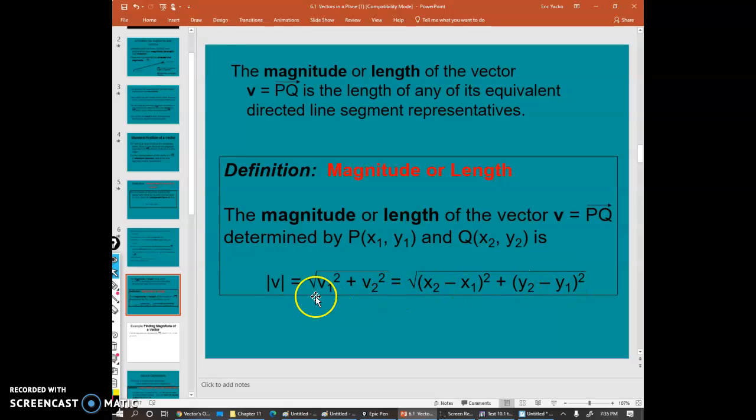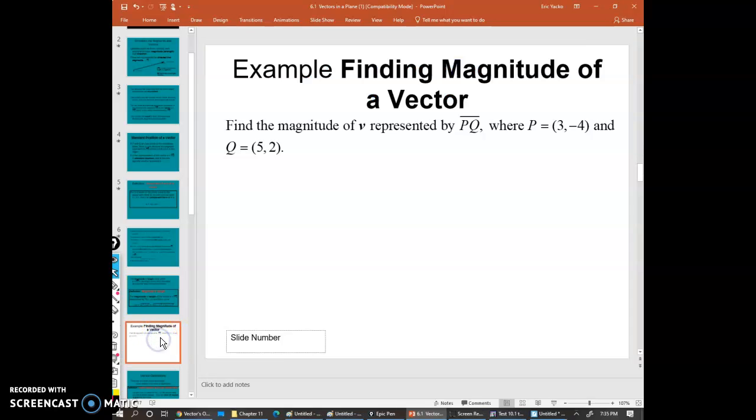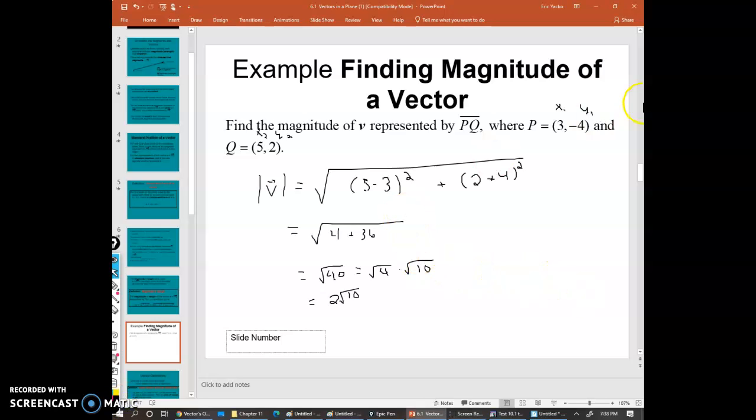Now if you have the component form of the vector, it's a lot easier. You just take the square root of v1 squared plus v2 squared, where v1 and v2 are the components of the vector. So here, let me give you an example of this. PQ is representing vector v. What is the magnitude of PQ? I went ahead and did it here.